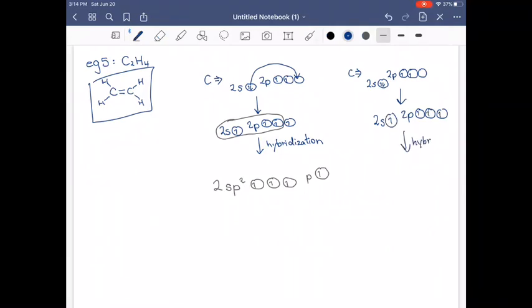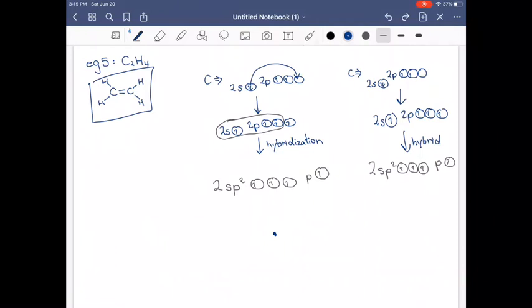And hybridize to give you, again, sp2 and a p. All right. Let's draw this. Here's the carbon nucleus. There's going to be 3 hybrid orbitals. So remember, draw those hybrid orbitals and keep this in mind.